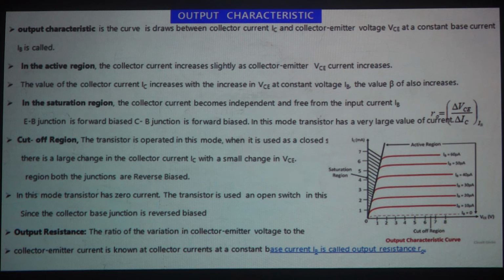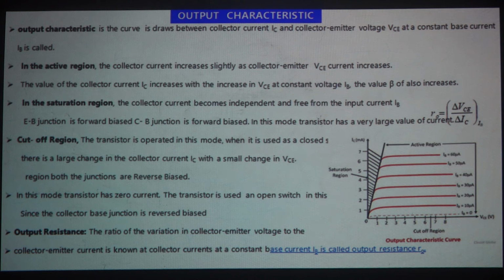Now in the output characteristic of a transistor, if you see the figure, we have three regions: first the active region, then the saturation region, and the cutoff region, which I have shown by the dotted lines. So these are the three regions.